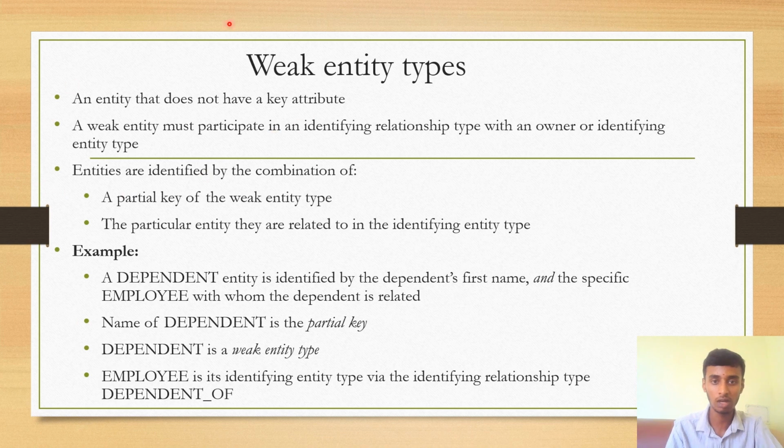Same like that. We'll come to what are weak entity types. An entity that does not have key attributes is known as a weak entity type. The weak entity must participate in an identifying relationship type with the owner or identifying entity type. Entities are identified by the combination of the partial key of a weak entity type and the related entity of the owner entity type. Example, we'll see the department having the partial key, name of the department, and weak attributes of the department, etc. You can read here and see.